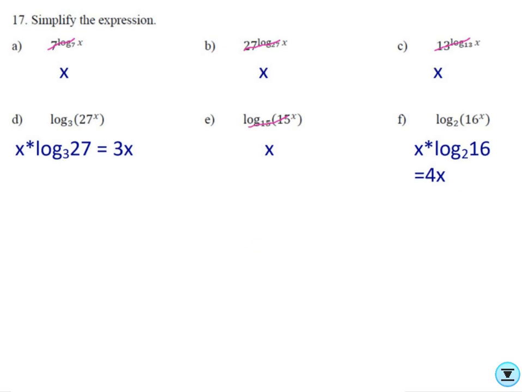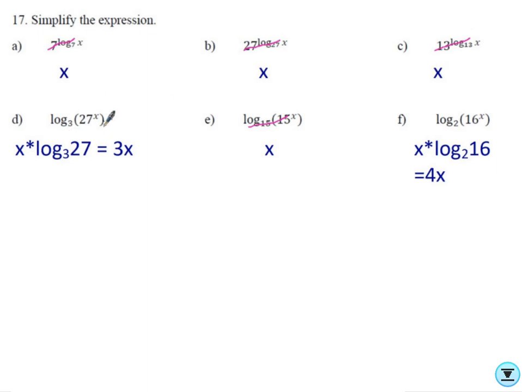All right, for 17, here we're going to practice our canceling. So 7 to the log base 7 of x. The 7 and the log base 7 are inverses. They cancel. 27 to the log base 27 of x. Again, those cancel, so we're left with x. Same exact thing for 13. 13 to the log base 13 of x. The 13 and the log base 13 cancel. And again, we simplify to x.